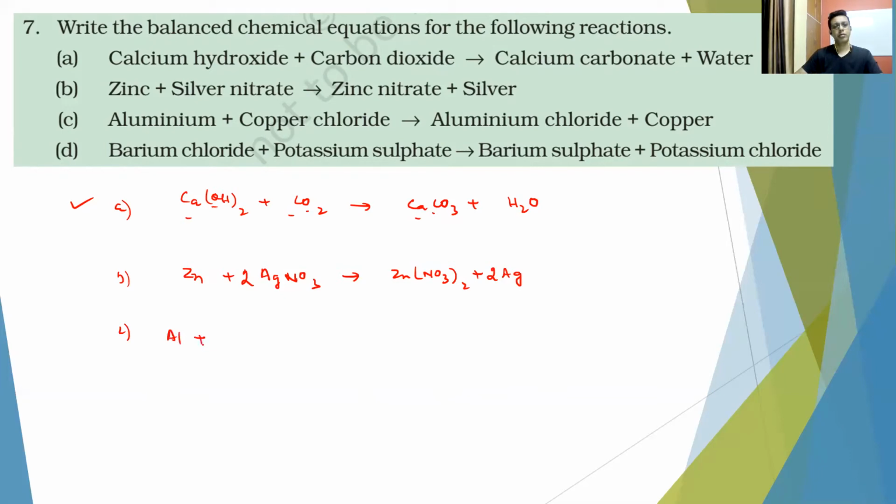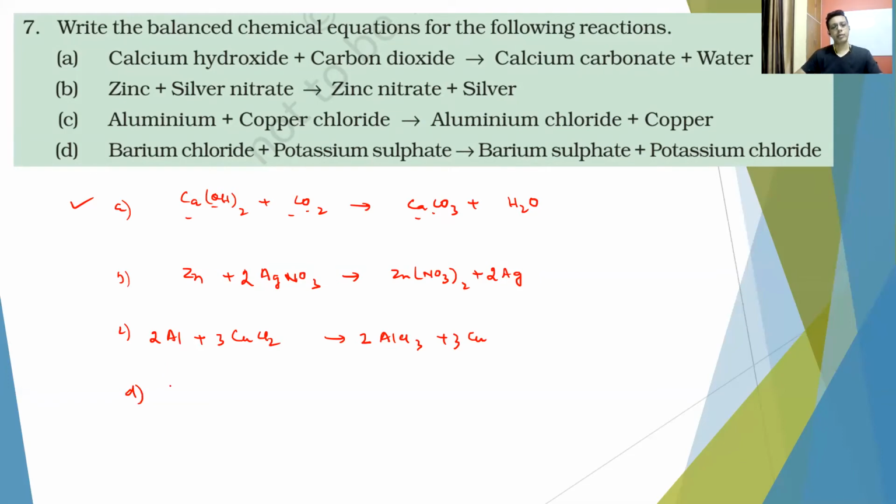Aluminium plus copper chloride gives aluminium chloride plus copper. So here chlorine is 3 and here the chlorine is 2. So plus 2 here it becomes 6, 3 here it becomes 6. Copper is 3, plus 3 here, copper is balanced. Aluminum becomes 2, plus 2 here, aluminum is balanced.